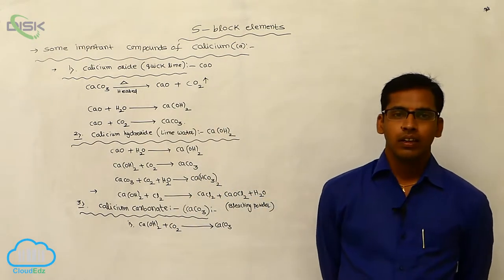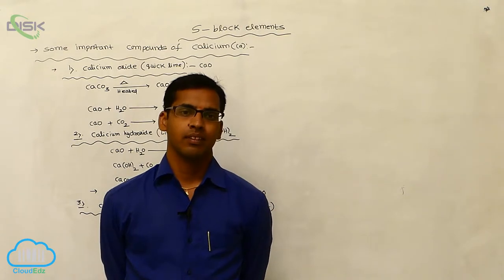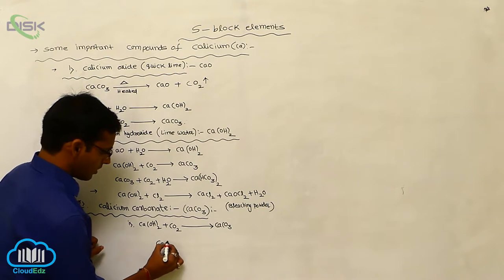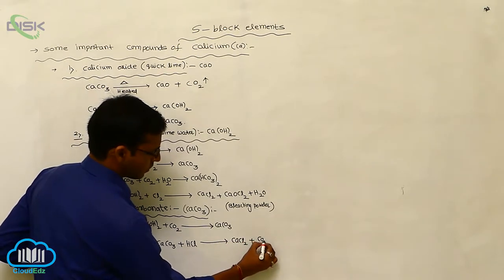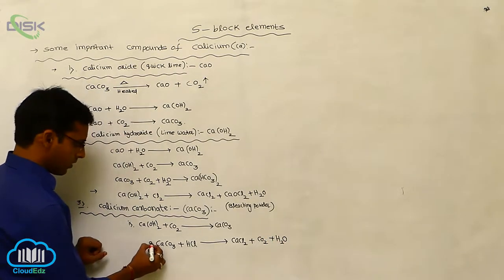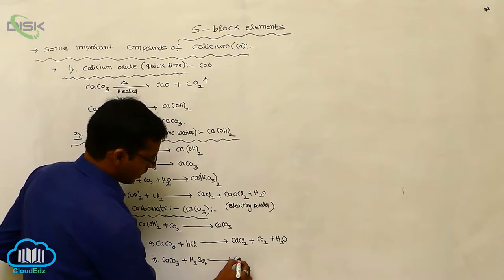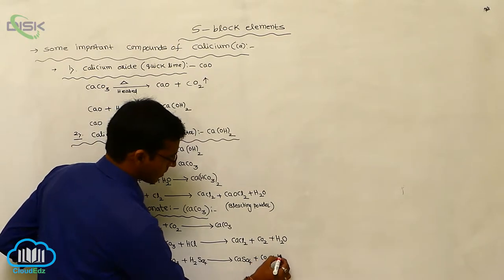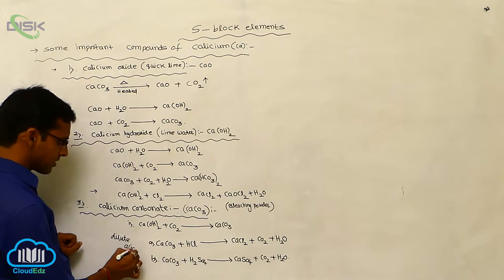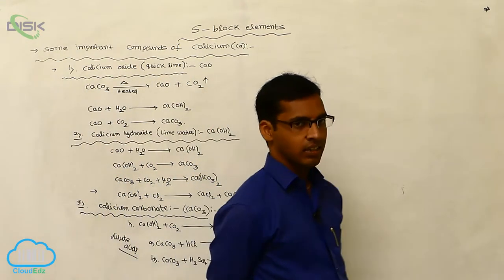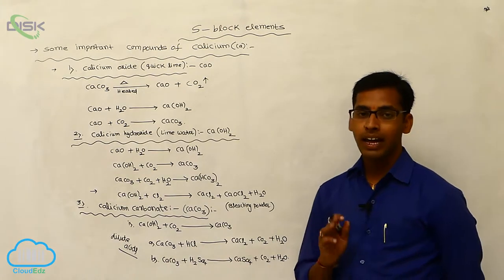And next one, this calcium carbonate usually reacts with dilute acids. CaCO3 is reacted with HCl, that is a dilute acid, it gives CaCl2 plus CO2 plus H2O. Or whenever the calcium carbonate is reacted with sulfuric acid, it gives calcium sulfate plus CO2 plus H2O. So this calcium carbonate reacted with dilute acids like HCl, sulfuric acid, liberates carbon dioxide gas.